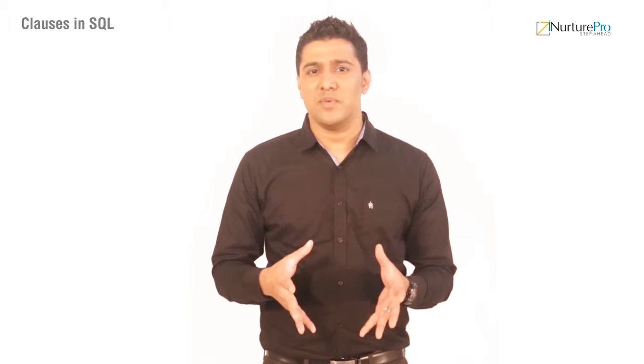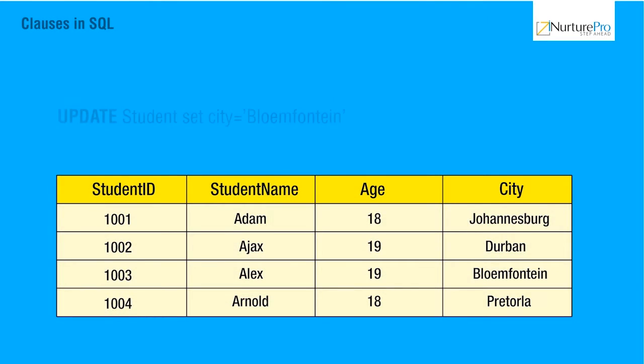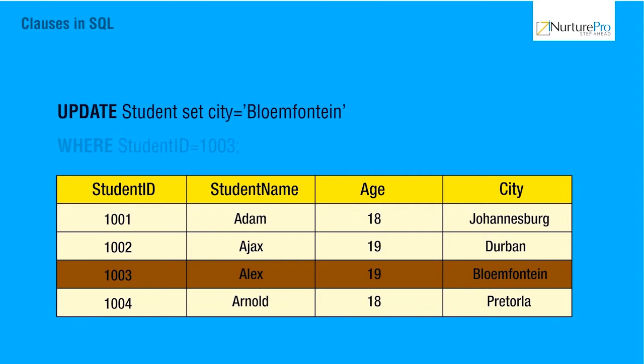Suppose a student has moved from one city to another. So how do you make changes to the student table without deleting the student record? Do you think it's possible? Yes, it is possible by using an update statement along with where clause. Now let us try to update the student table using where condition. By running the query shown on screen, it will update the city name to Bloemfontein for student ID 1003.